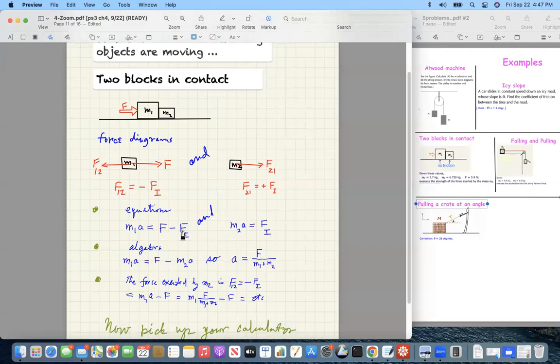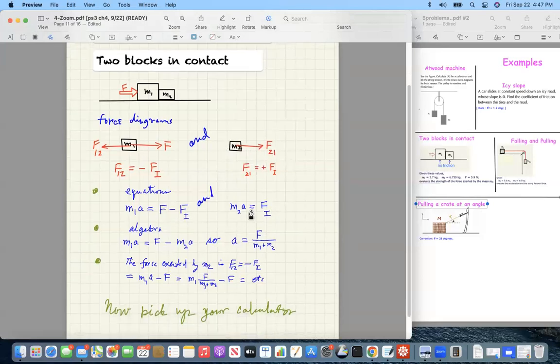So you have various equations. M1A is F minus Fi, just by looking at the force diagram. And M2A is Fi, just by looking at the force diagram. So those are Newton's second law. First, you draw the force diagrams so that you're able to write down Newton's second law. Mass times acceleration is net force. In this case, the net force is F minus Fi. In this case, the only force is Fi.